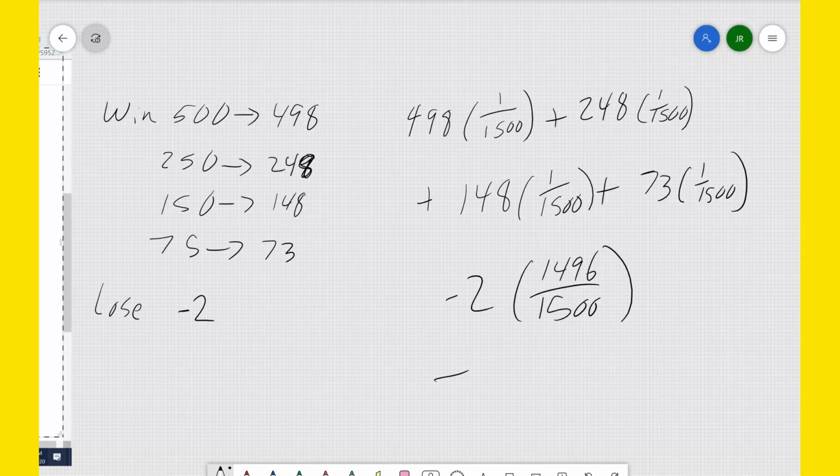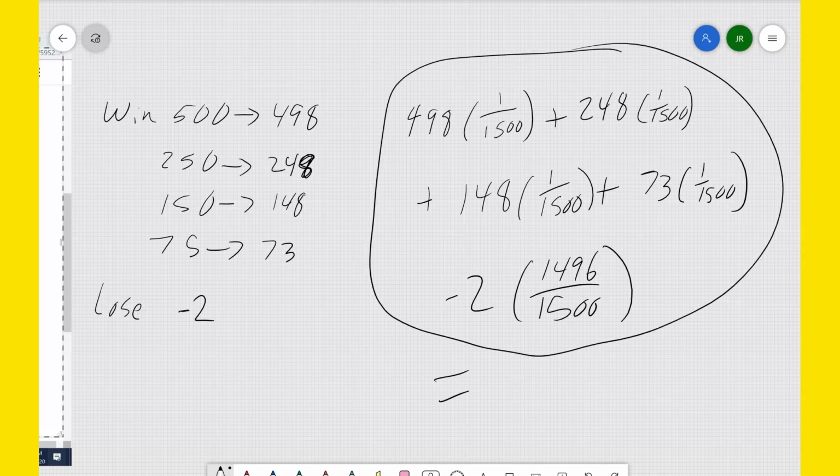So what is the expected value of playing this game? You just got to add all this up. If you add all that up, you get negative 1.35. So the expected value of playing that game is negative $1.35. That means however many times you play that game, over the long term, you're going to lose $1.35 for however many tickets you buy.